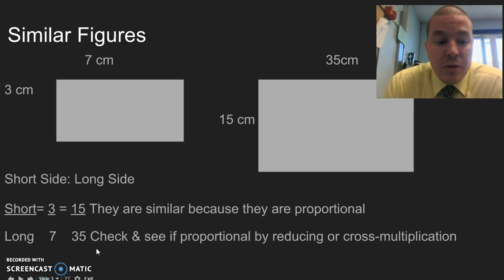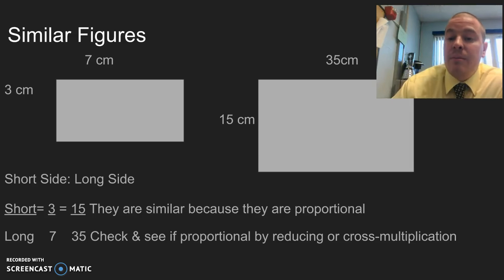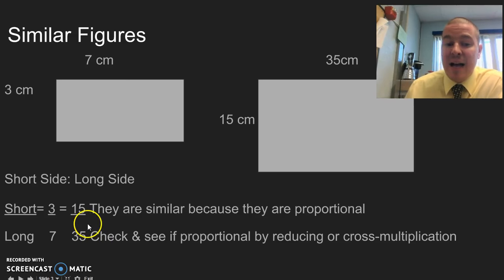You can reduce or you can cross multiply, either one. 3 times 35 is going to be 105. 7 times 15 is going to be 105 also. So they are similar because they are proportional. They are similar figures because both short sides and both long sides are proportional.